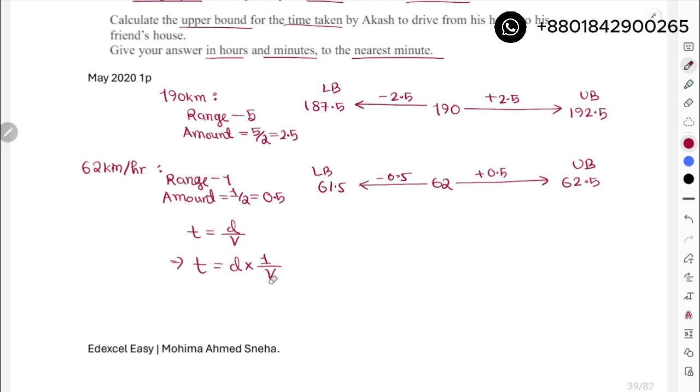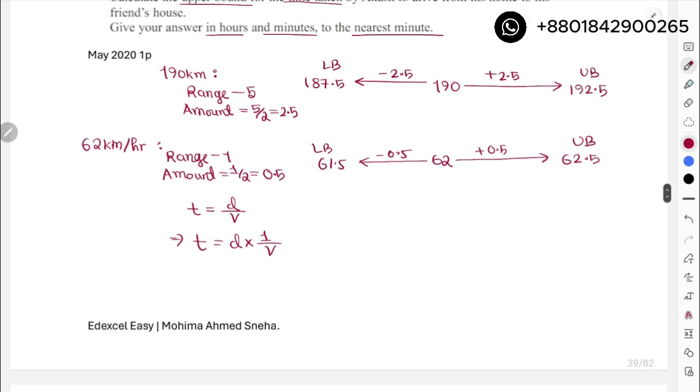Whenever two quantities are inversely proportional, that means if I want to find out the upper bound of time, I will be using the upper bound of distance because they are directly proportional, but I would be using the lower bound of velocity because they are inversely proportional. So in this situation, I want to find out t upper bound, but for that I will be using d upper bound and multiplying this with 1 over v lower bound. Okay, in that reference, d upper bound, how much is that?